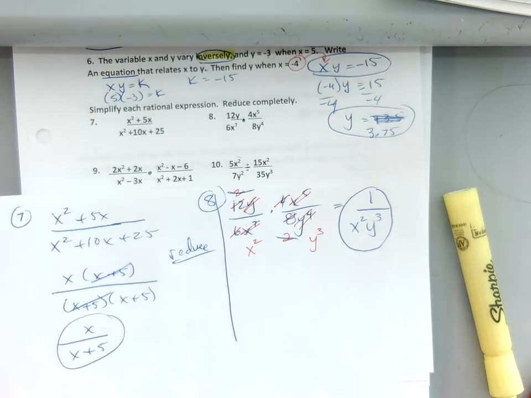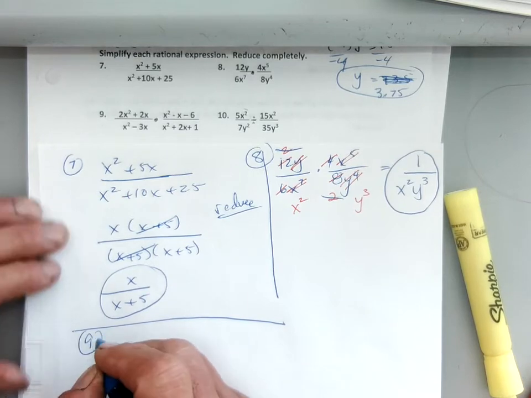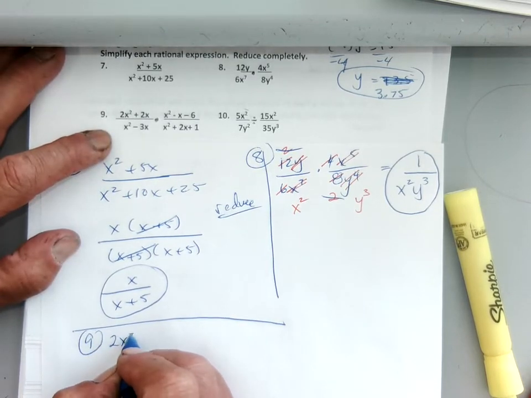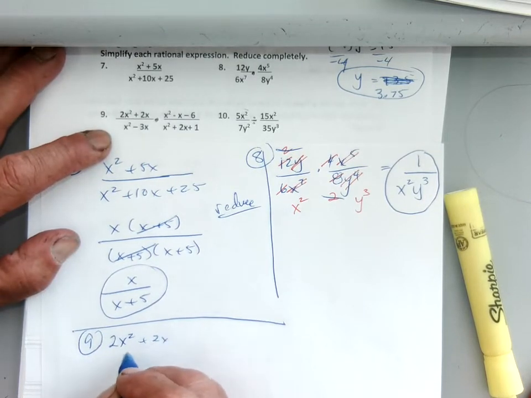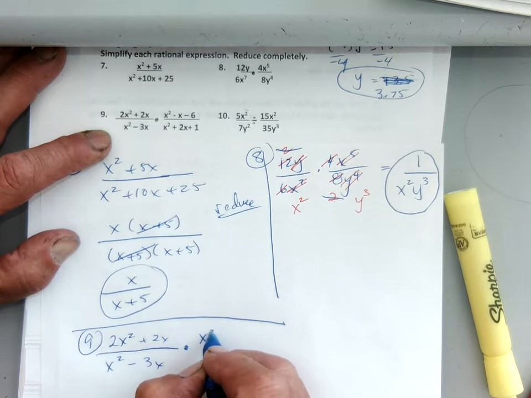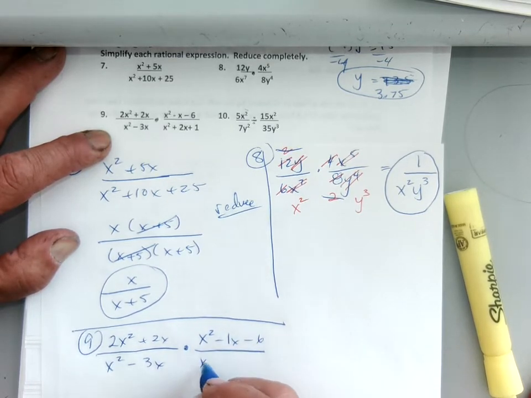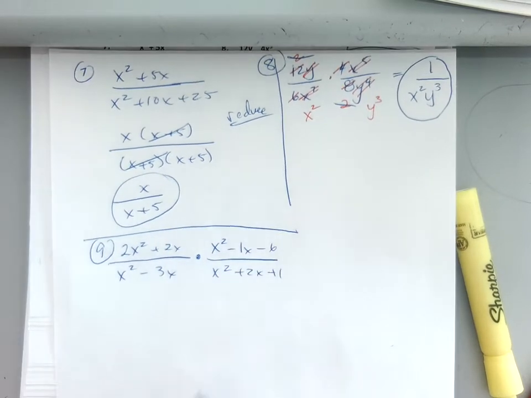All right, we're going to look at 9. Okay, let me rewrite 9 down here. 9 I'm going to write as 2x squared plus 2x over x squared minus 3x times x squared minus x minus 6 over x squared plus 2x plus 1. Okay, now these I'm going to factor.